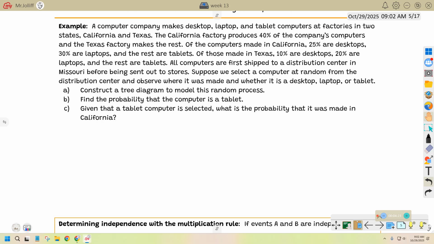So we're going to start building our tree. My first branches in the tree, should they represent state or type of computer? Take a minute to discuss with your team, and we're going to vote. State or type of computer? What's the first branch?